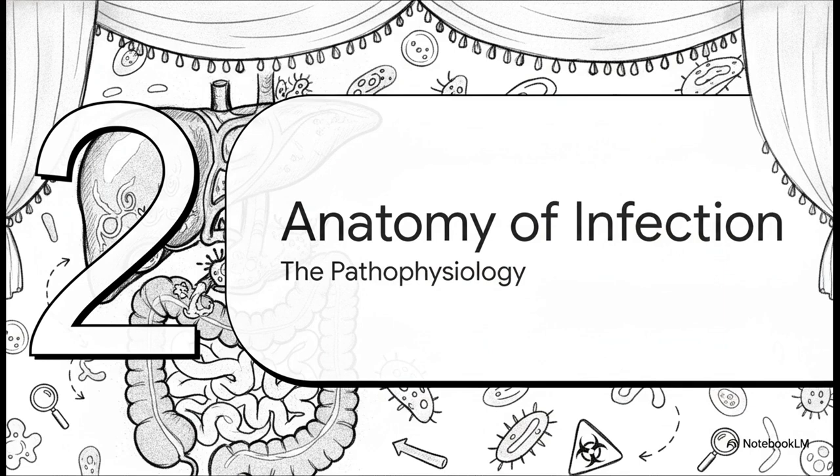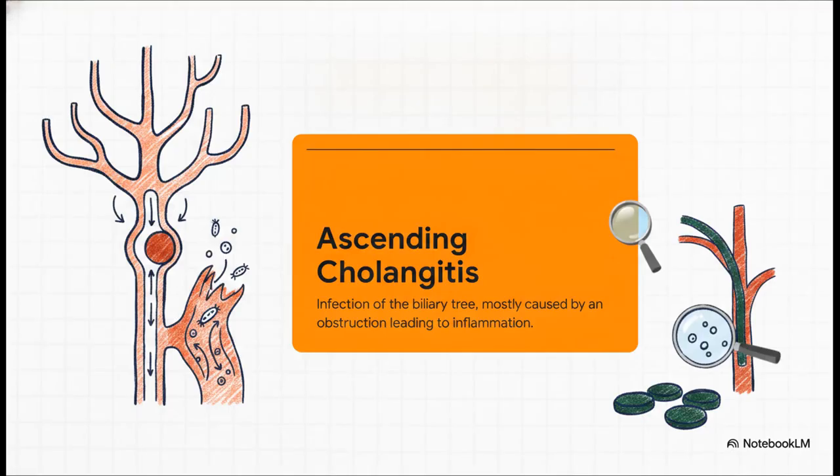Part 2, Anatomy of an Infection. To figure out what's actually happening to our patient, we need to look under the hood at the underlying pathology and etiology. Simply put, ascending cholangitis is an infection of the biliary tract. Now, usually, the biliary tree is kept perfectly sterile by the constant flow of bile, those bacteriostatic bile salts, and mucosal immune defenses. It's a highly efficient system.